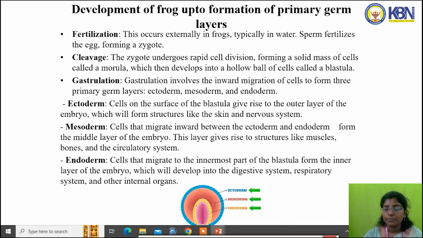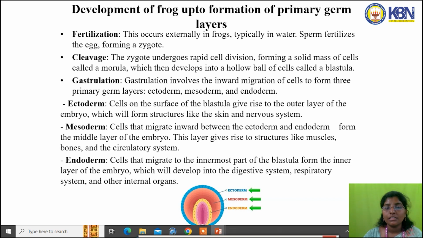In the previous slide, we studied the blastula and gastrula. Likewise, after the rapid cell division of the zygote, it develops into the morula, and then into the blastula. Gastrulation involves the inward migration of cells to form 3 germ layers. As we said, gastrulation means the inward growth of cells, which develops the 3 germ layers called ectoderm, endoderm, and mesoderm.